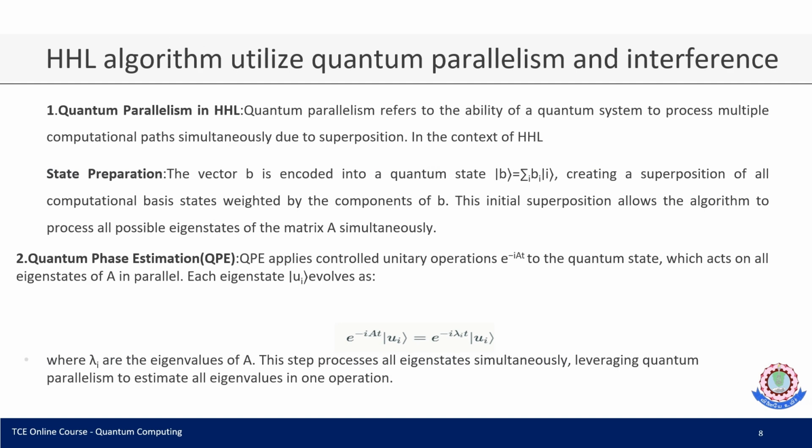How does the HHL algorithm utilize quantum parallelism? Quantum parallelism refers to the ability of a quantum state to process multiple computational paths simultaneously. This appears in state preparation with sigma i of b_i ket i, and in quantum phase estimation with e to the power minus i lambda i t, applied to ket u_i, where lambda i are the eigenvalues of A. This step processes all eigenstates simultaneously.